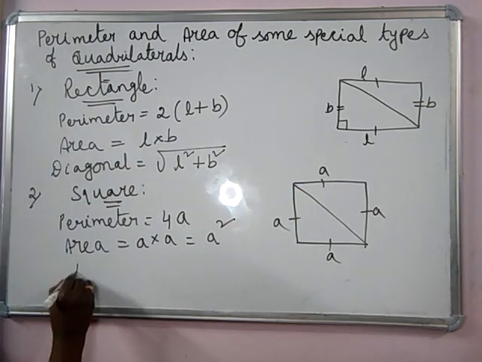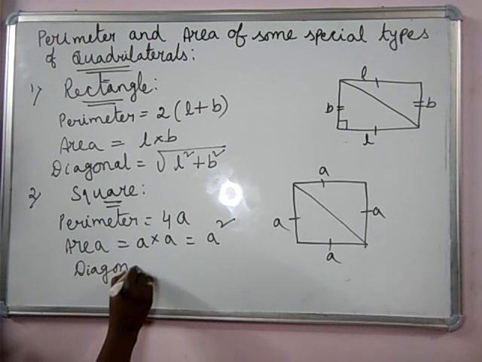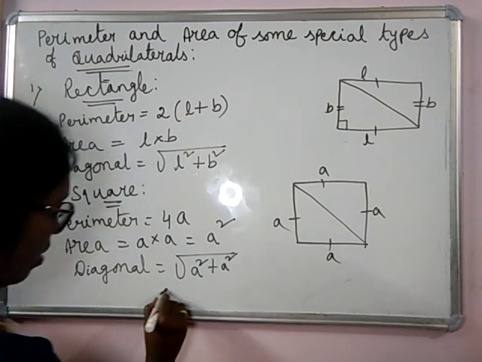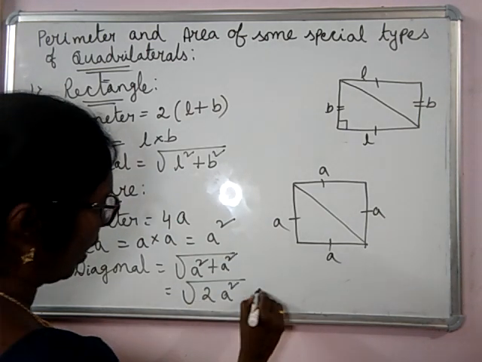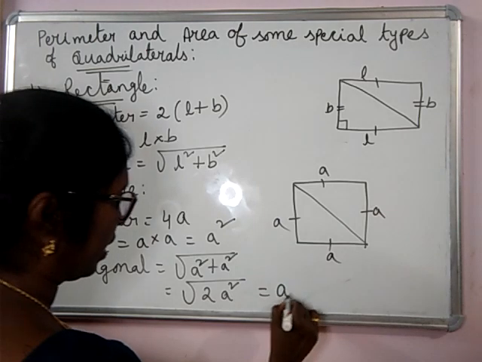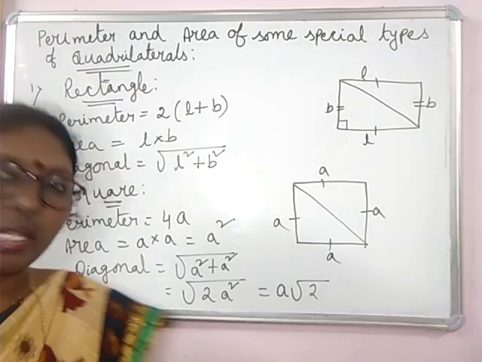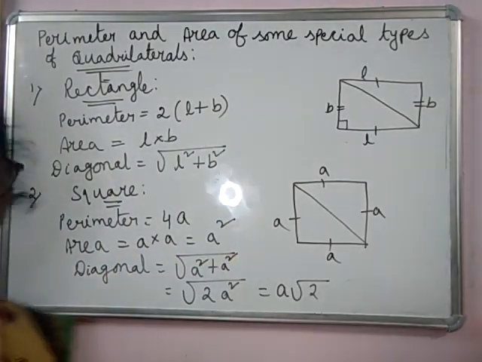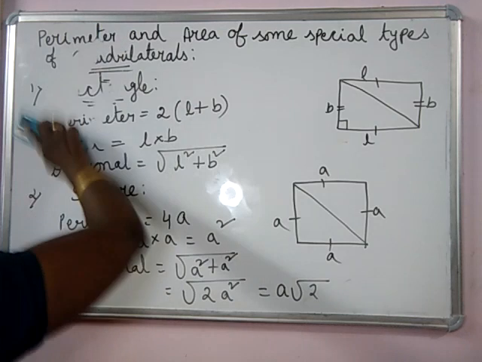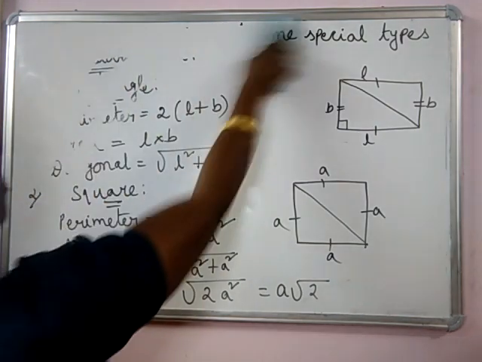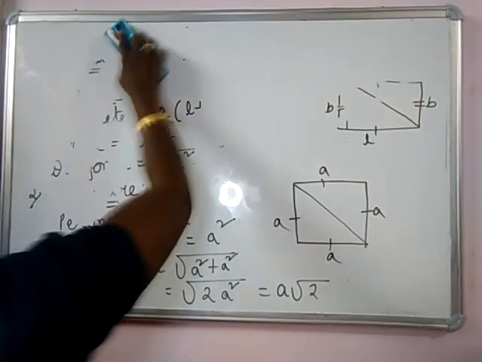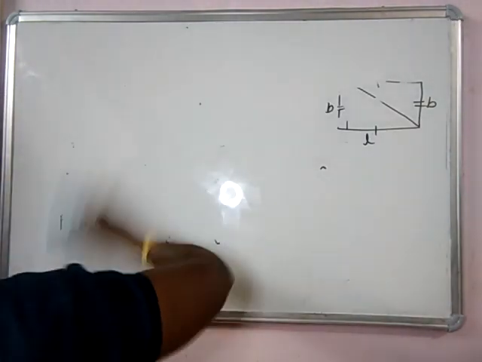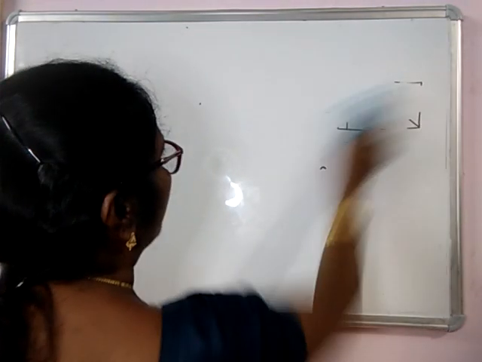And the diagonal of a square is square root of a square plus a square. That is square root of 2a square. Square root of a square, you will get a root 2. That means side into root 2, if you do, you will get the diagonal of a square. Now, let us learn about parallelogram, rhombus, trapezium. So, about these two quadrilaterals you have learnt, rectangle and square.